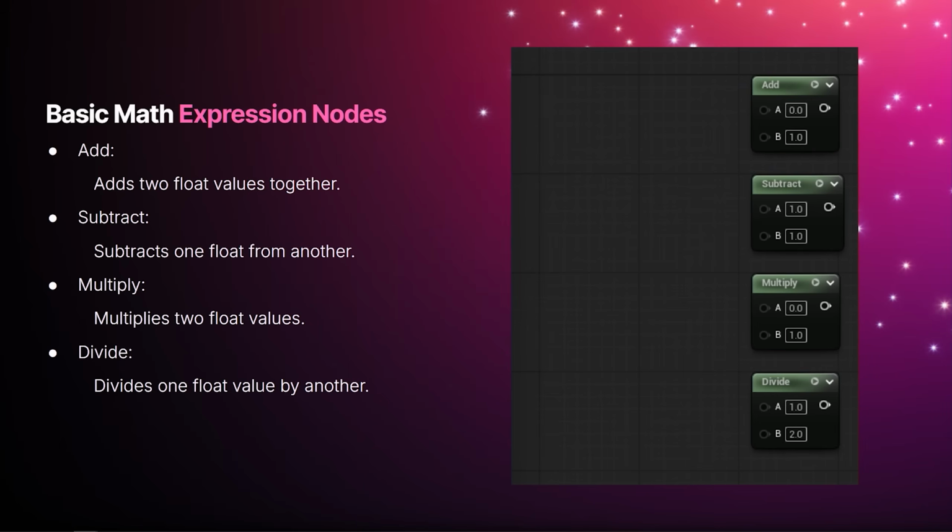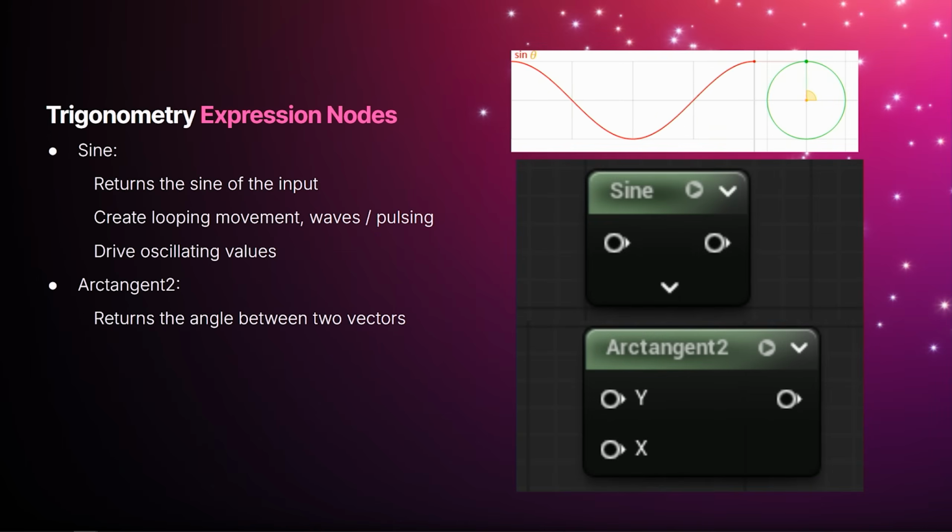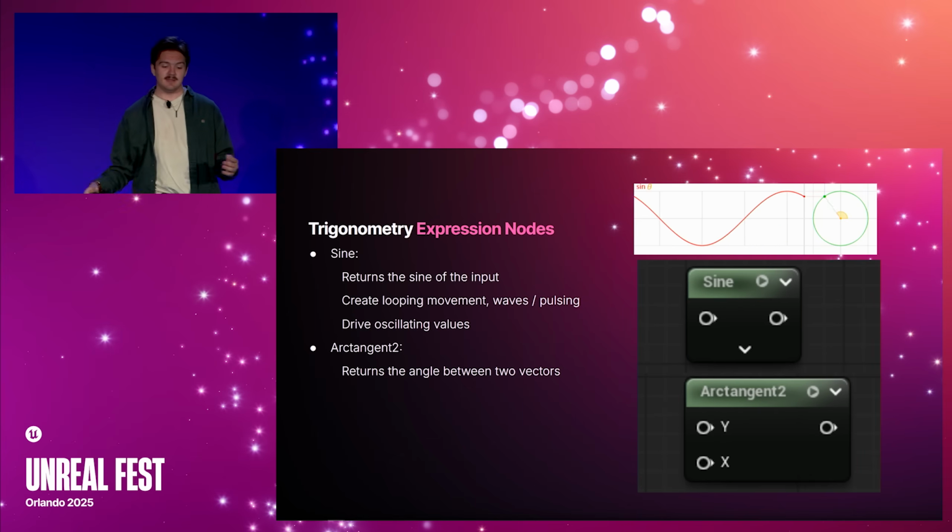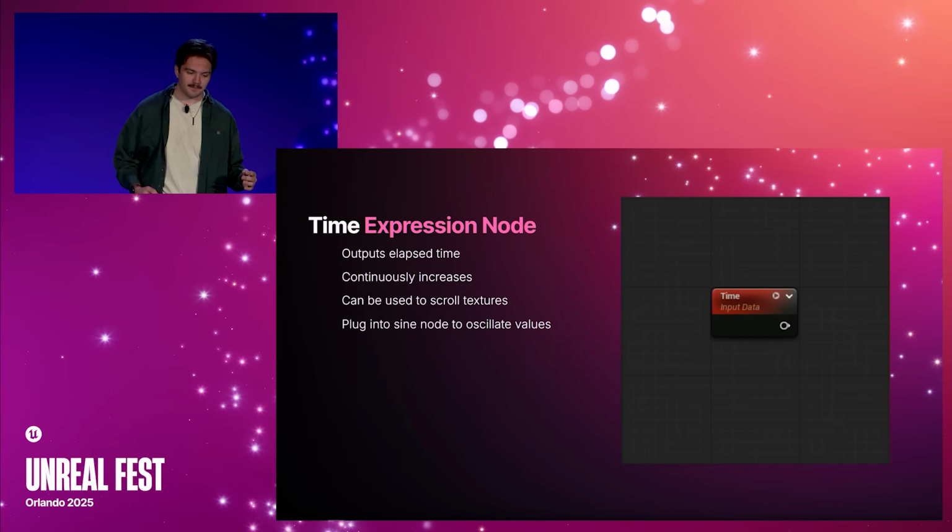So first, we have these basic math expression nodes. So you can use these to add, subtract, multiply, or divide values, and then it gives you the output on the other side, which you can connect to other expressions. These two are trigonometry expressions that we're going to be using later. So sine returns the sine of the input. So it will give you like a looping or oscillating movement if the number keeps going up. And arctangent 2 will give you the angle between two different vectors.